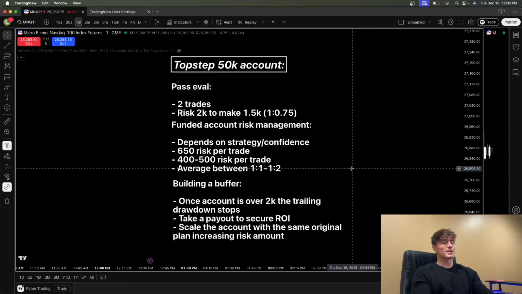And Top Step doesn't have that consistency rule. That is how you get those big days. That is how you see these people hitting $10,000, $20,000, $30,000 days, because they have such a buffer in their account. They're willing to risk the same percentage that you would risk on a 2K drawdown, but they're just using that same percentage with a $10,000 buffer in those accounts. And that is how you build accounts.